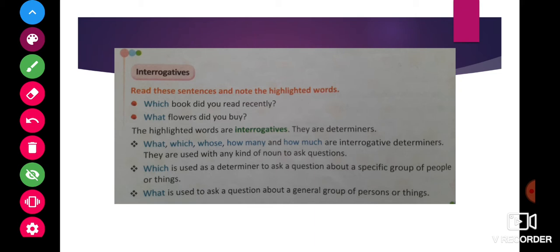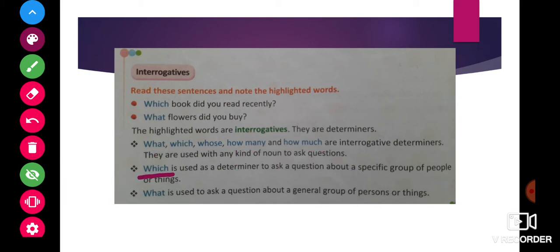The next group of determiners is interrogatives. So let us read the sentences and note the highlighted words. Which book did you read recently? What flowers did you buy? The highlighted words are interrogatives, they are determiners. What, which, whose, how many, how much are interrogative determiners. They are used with any kind of noun to ask questions.